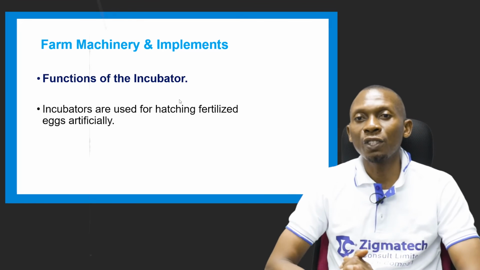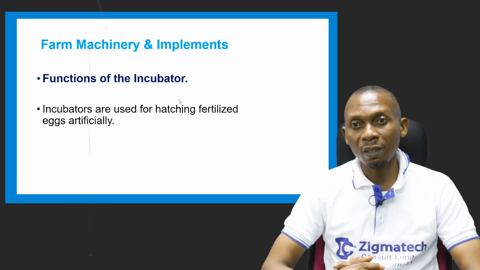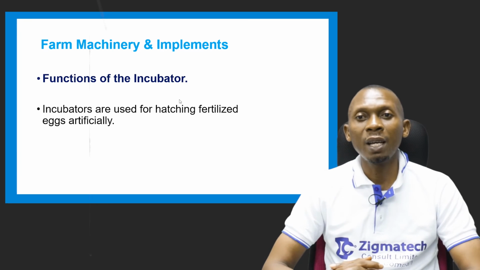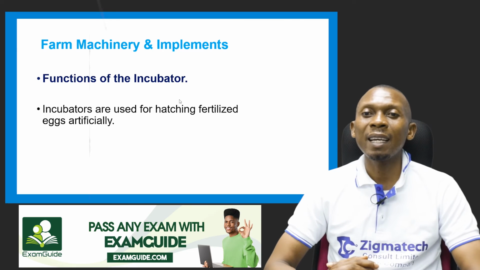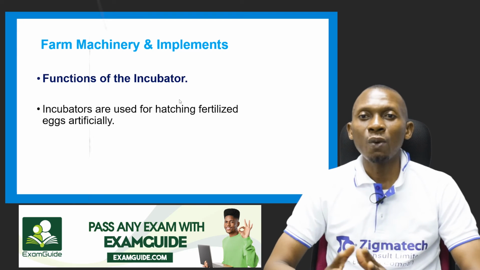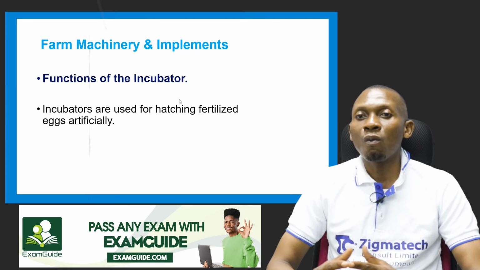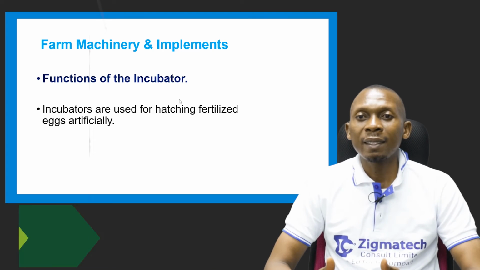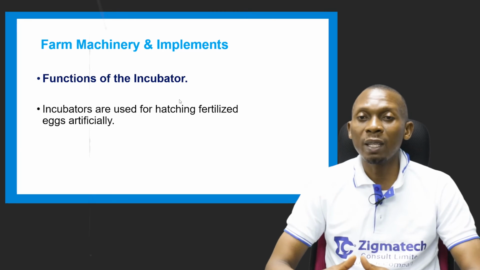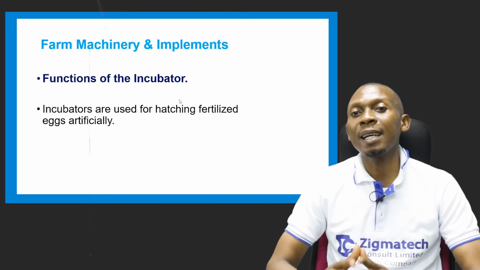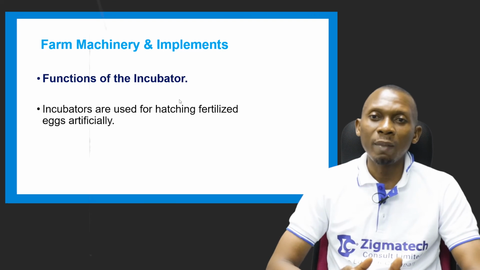So what is the function of the incubator? I stated that earlier while I was talking about the machine. The function of the incubator is to hatch fertilized eggs artificially. We know that hens provide some form of warmth to the eggs they've laid in order to ensure that the embryo develops properly into a chick. Scientists have been able to take this same condition and convert it into a machine.